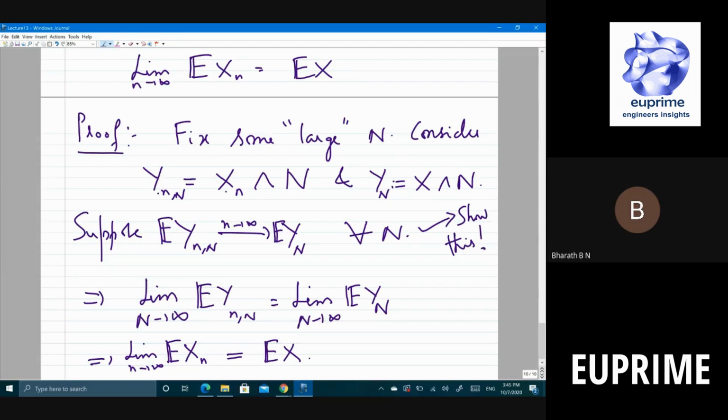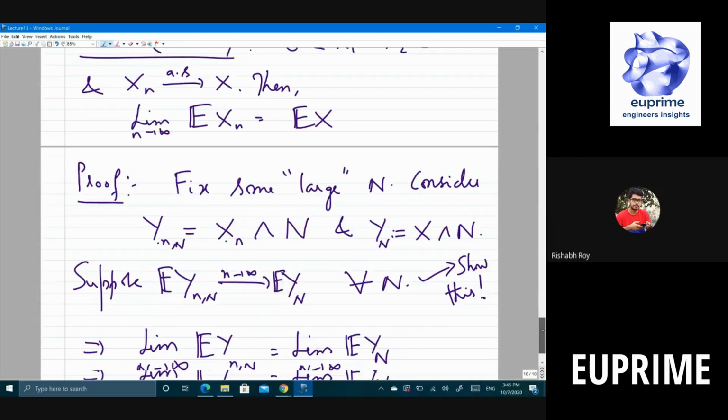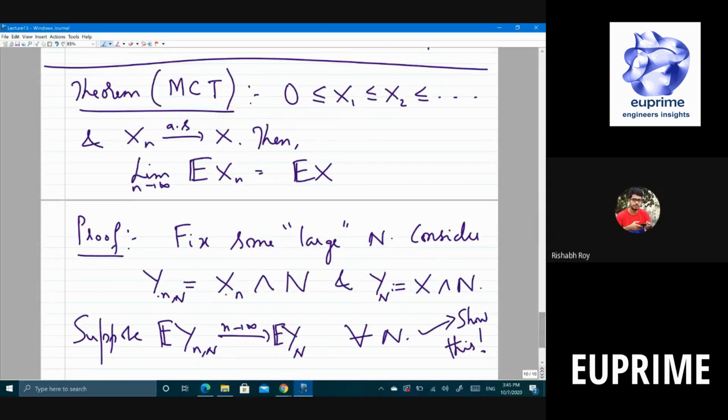Is this clear? Sir, in the statement of the monotone convergence theorem, can you tell me what a monotonic sequence of random variables is? Monotone means this. This is monotone. That I understand, but I cannot imagine how a sequence is monotone.